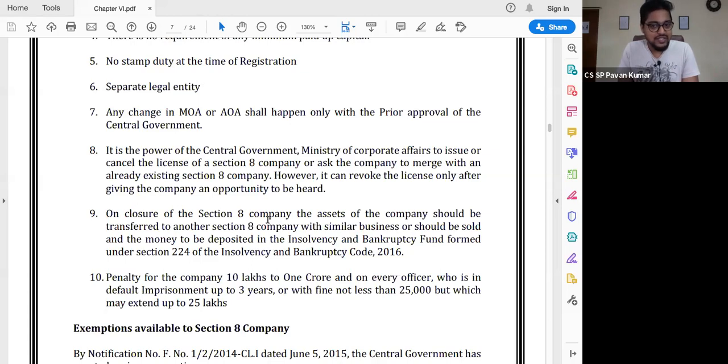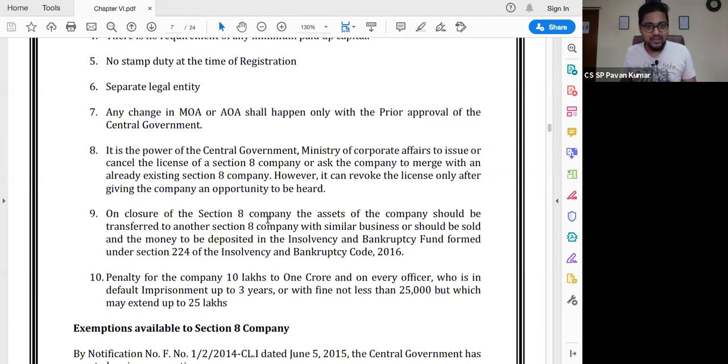On closure of a Section 8 company, normally after a company gets closed, what will happen? The remaining money goes to the equity shareholders of the company. However, in a Section 8 company, it doesn't go to the equity shareholders of the company.